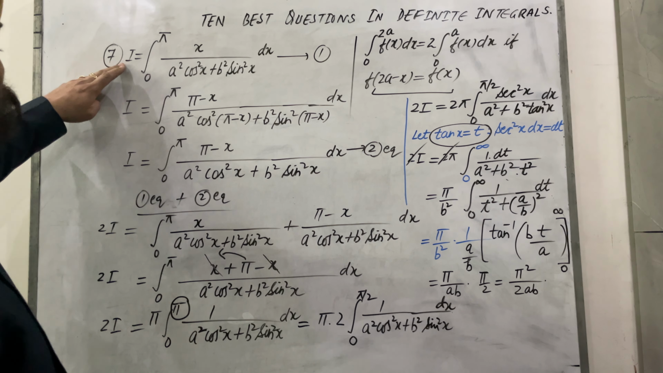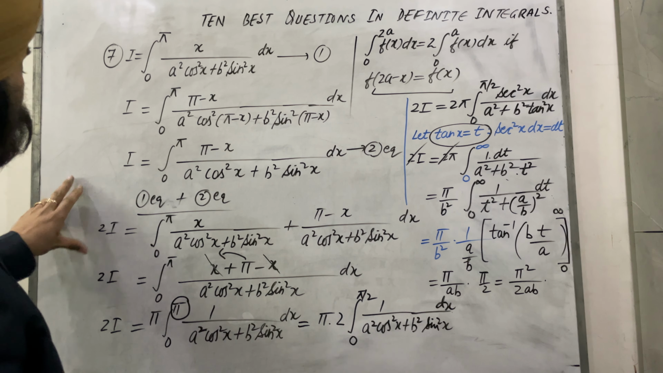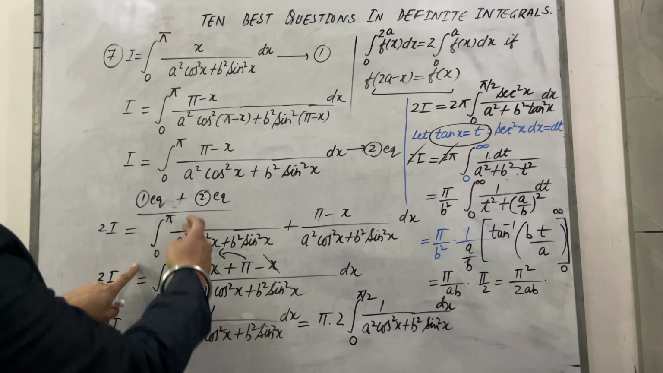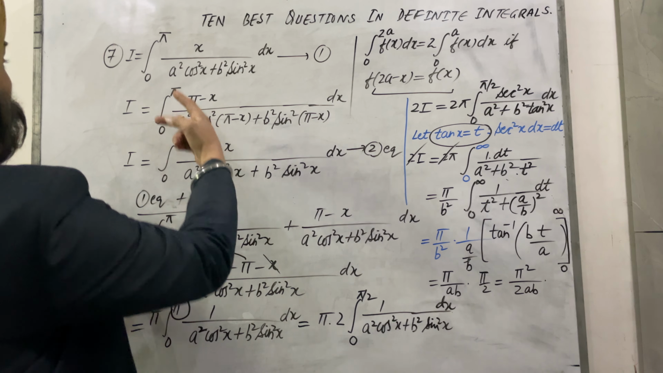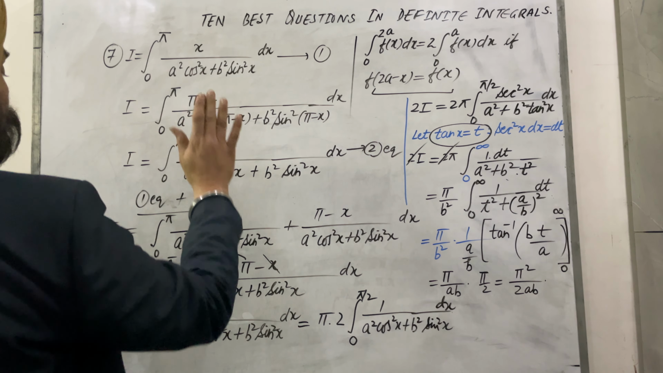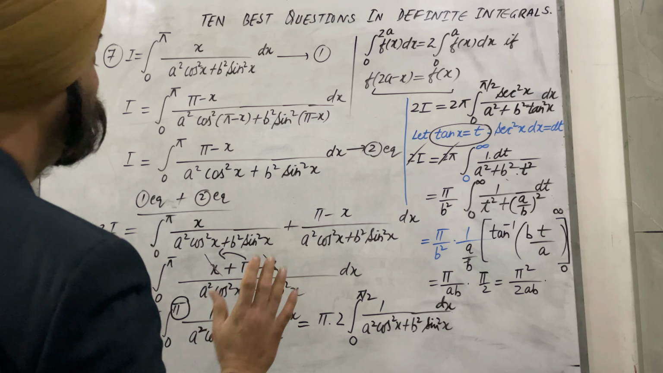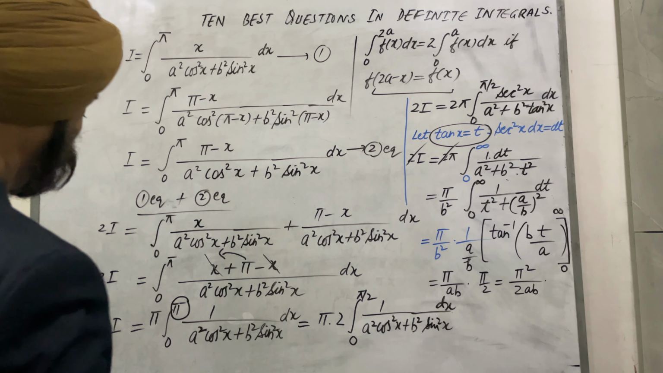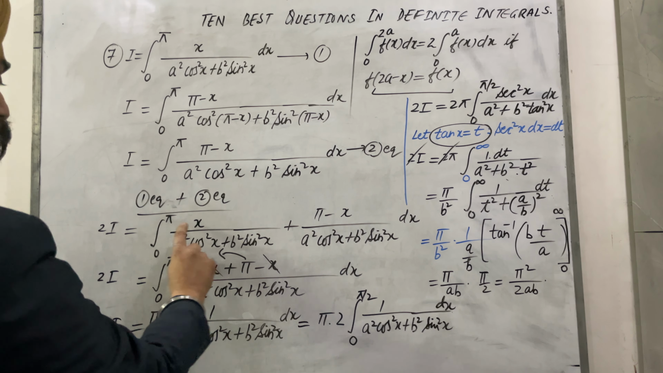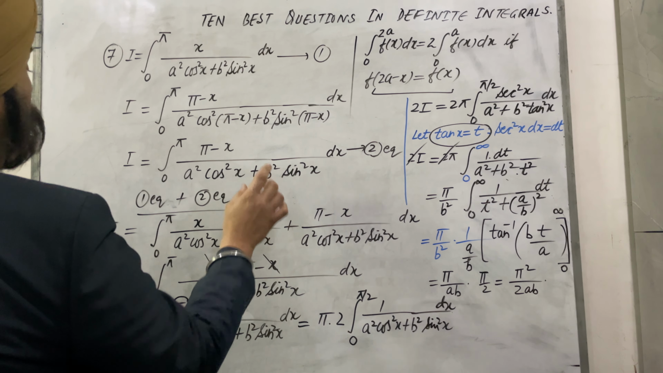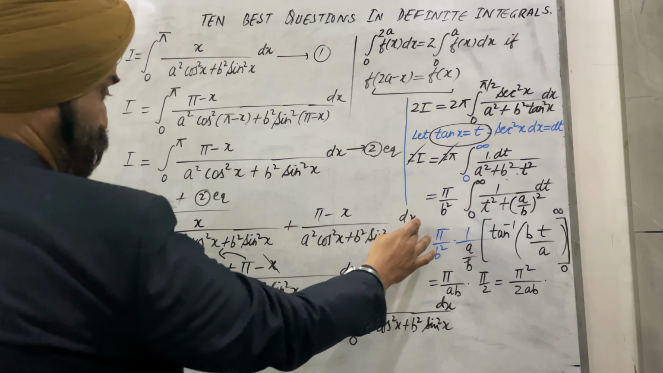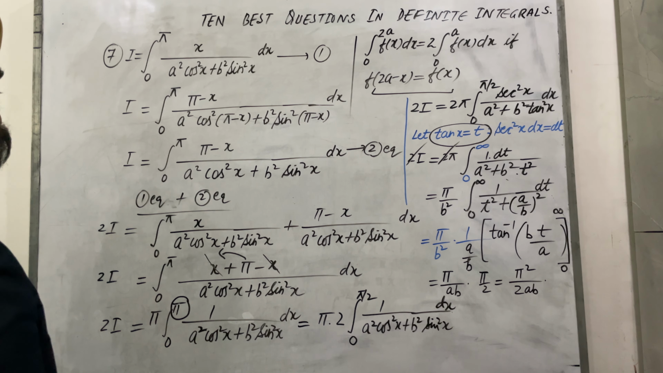Now, as usual, if I add the first and the second equations, what I get on the left hand side is I plus I, which is twice I. The right hand side integrals being under identical limits of integration, when we add them, we can bring the integrands under a single integral sign. So this portion, x upon a square cos square x plus b square sin square x, can be seen here in addition with this portion, pi minus x upon a square cos square x plus b square sin square x, with respect to x, right?